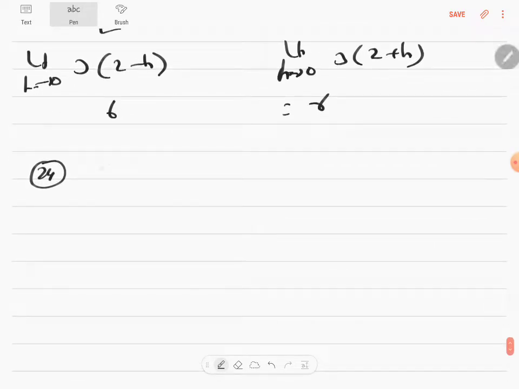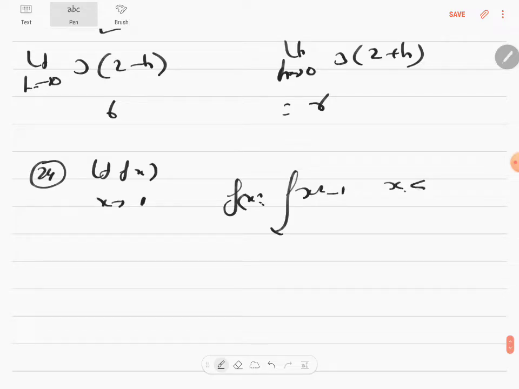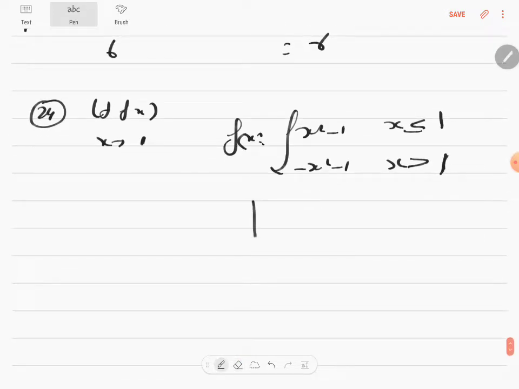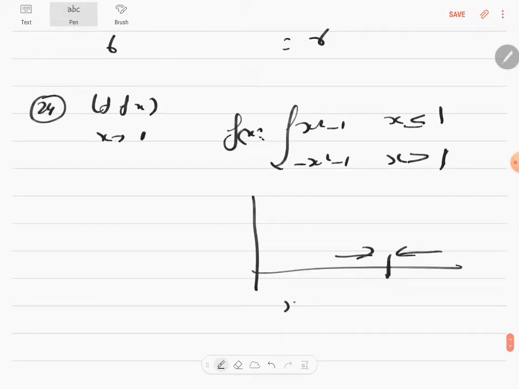24th question. Limit of f of x as x tends to 1, where the function is f of x equals x square minus 1 when x is less than or equal to 1, and minus x square minus 1 when x is greater than 1. The fact that there is 1 here shows that I am going to approach 1 from the left and 1 from the right. So x is equal to 1 minus h and x is equal to 1 plus h.